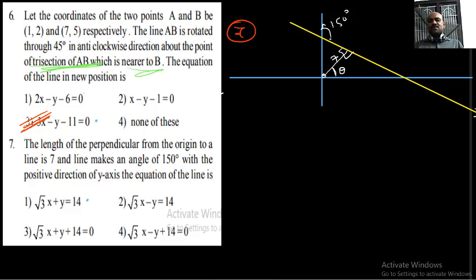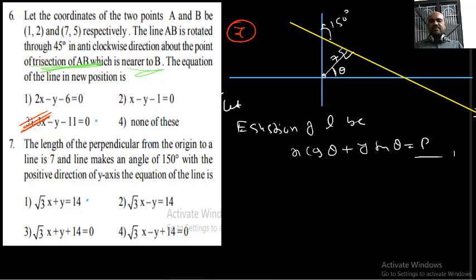Let the equation of L be x cos theta plus y sin theta equals p. Already p is given as 7. We just want to find theta. Observe students, the important thing is, this is 150, this is 30, this is 30, this is 90, this is 60. This 60 means obviously theta should be 30 degrees only. Theta equals 30 degrees.